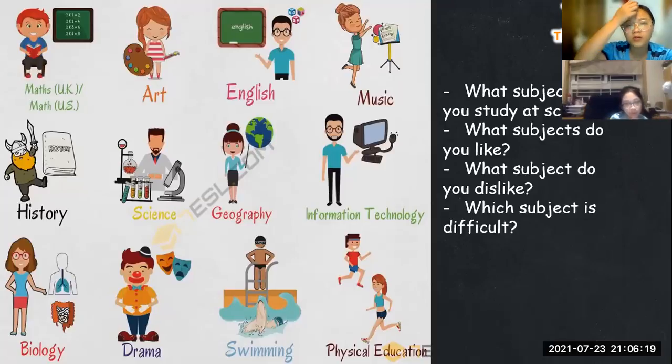Difficult, khó đúng không? Môn học nào khó, theo con môn học nào mà khó với con nhỉ? English. English is difficult, right? Yes. Okay. But when you like learning English, I think it's easy for you, not difficult. Okay. Let's see.